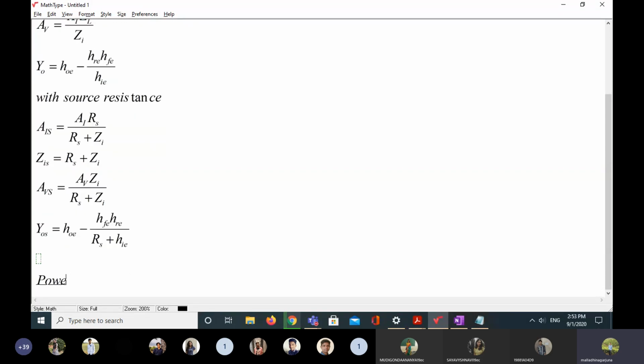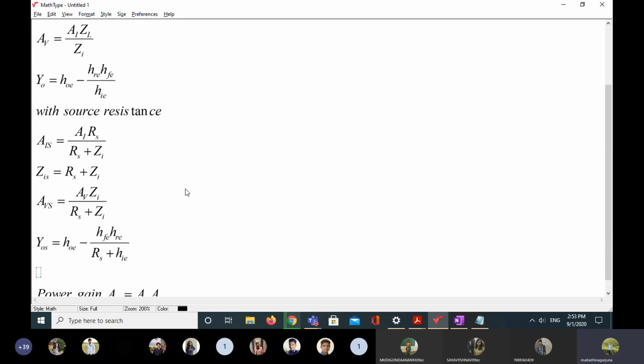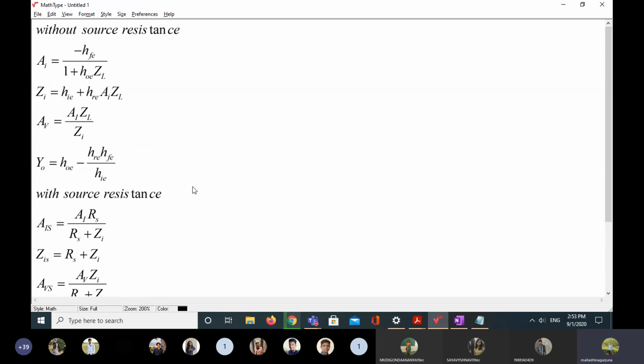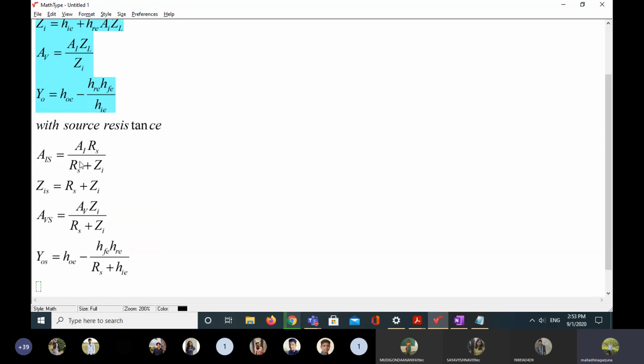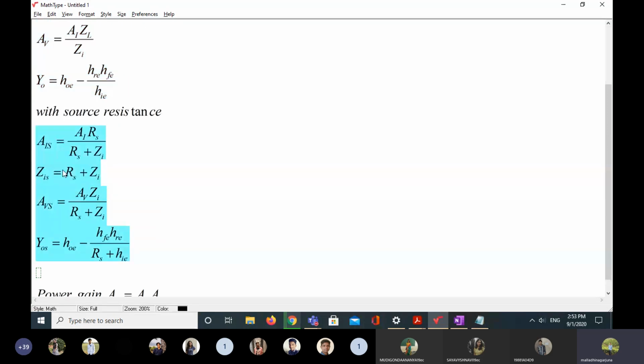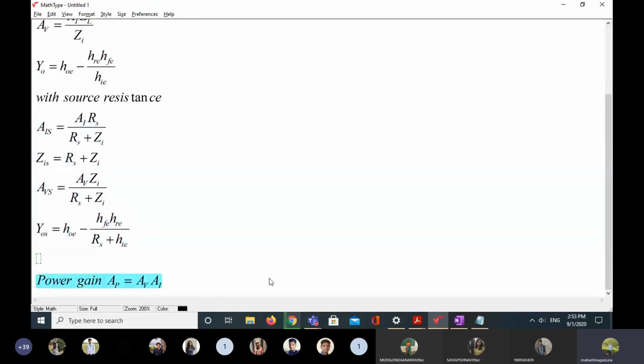And finally, power gain, AP. Power gain equal to AV into AI, the nine parameters. Power gain equals voltage gain into current gain. This is the summary of today's class: nine equations, very important. Without source, these are the four; with source resistance, these are the four; and finally power gain AP equals AV into AI.